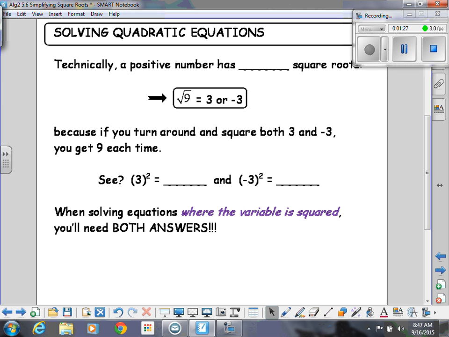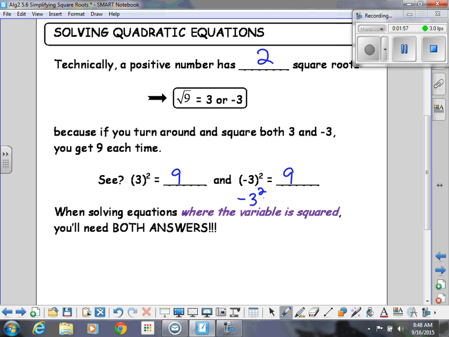This should be a reminder from Algebra 1, but technically a positive number has 2 square roots. The square root of 9 is equal to positive 3 and negative 3. And the reason why is because if you turn around and square both 3 and negative 3, each time you get 9. So if I do 3 squared, that gives me positive 9. And if I do negative 3 squared, you get positive 9. So don't forget, you're doing negative 3 in parentheses.